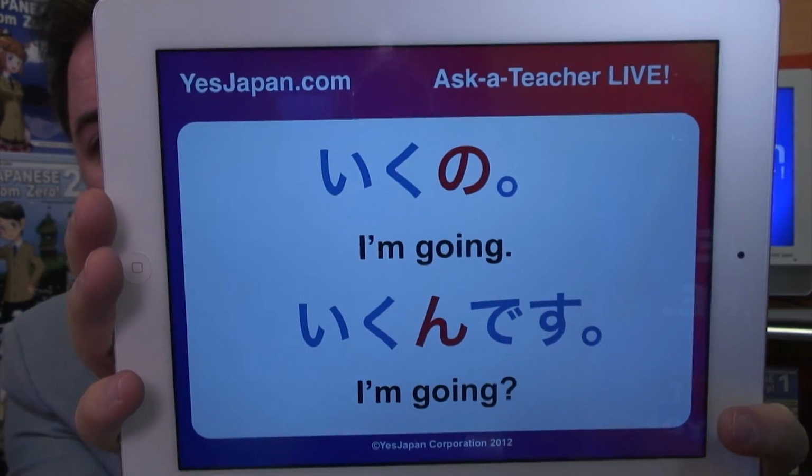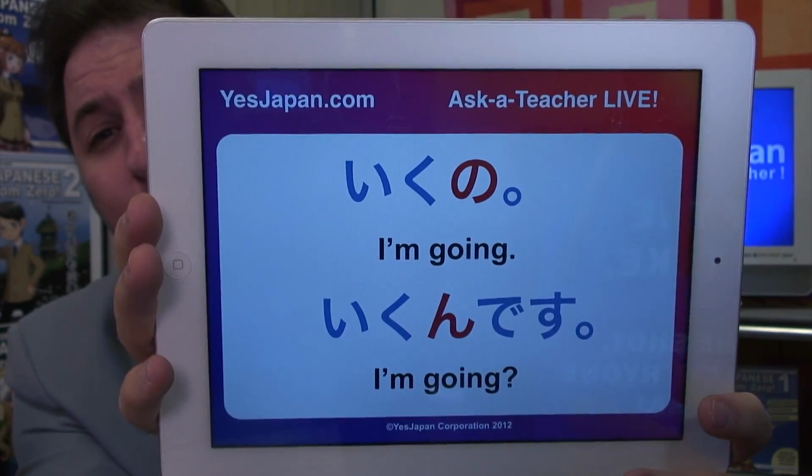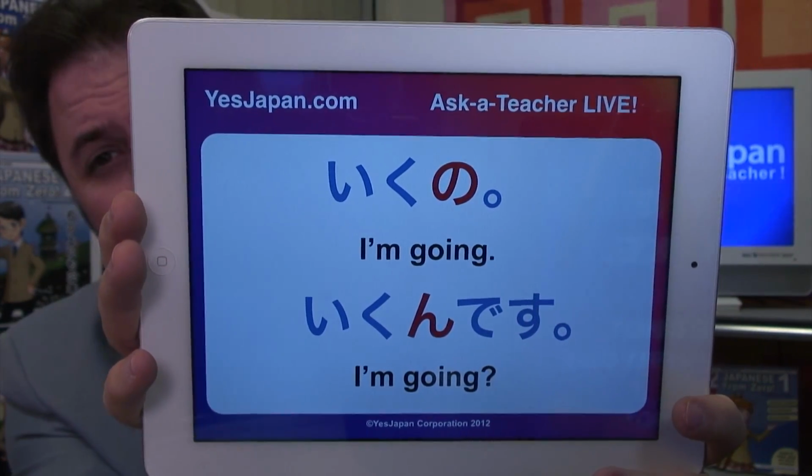Then there's this. Ikun desu. It's really the no. It's like saying ikuno desu. Ikun desu. But it's more spoken. Now, are there nuances? Yeah. You can make nuances with these things, absolutely. It's all about the tone of your voice. Ikun desu ka? Hai. Ikun da.